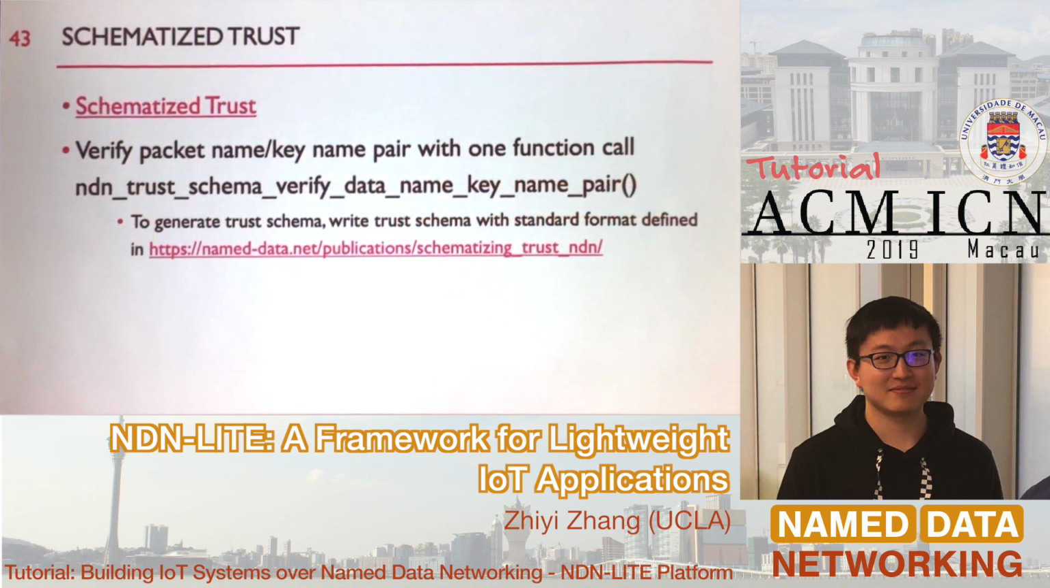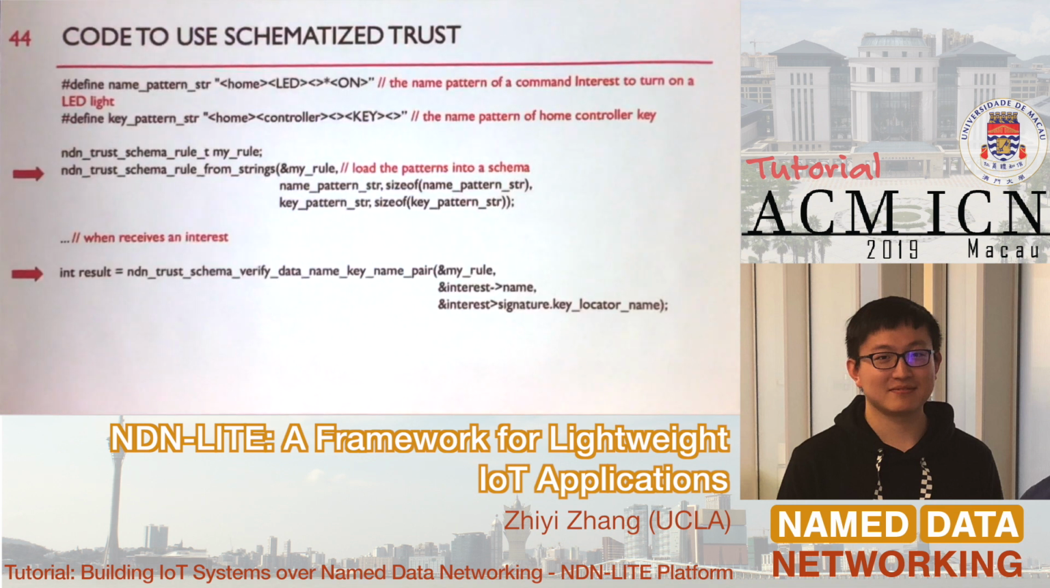Next part is about the schematized trust. So this is to verify the packet name and key name are in a certain pattern. So we also provide a function call, which is NDN schema verify data name, key name. So a little bit longer, but it's one function. And the example is like, first you need to have the trust schema. So the trust schema is like the relationship between the packet name and the key name.